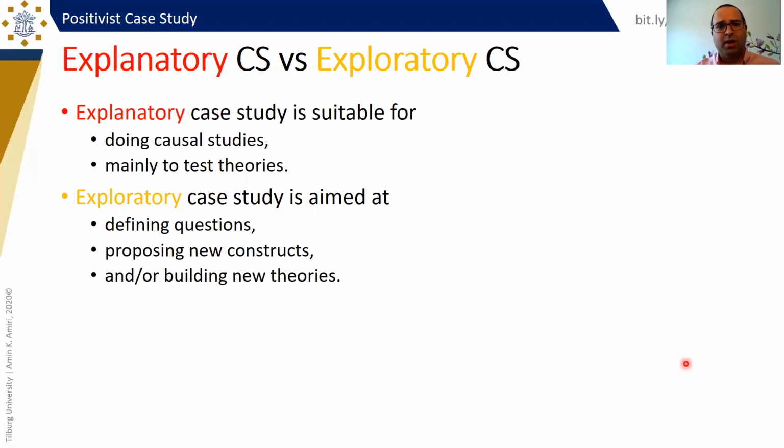So in a nutshell, an experimental case study is suitable for causal studies where you want to test theories. An exploratory case study is usually used to define the question sometimes, propose new constructs, and build new theories. So here you have the theory from the literature and you try to test that. Here you don't have any theories, you create a theory out of nowhere, only using data without looking at the literature. Usually, sometimes you do.